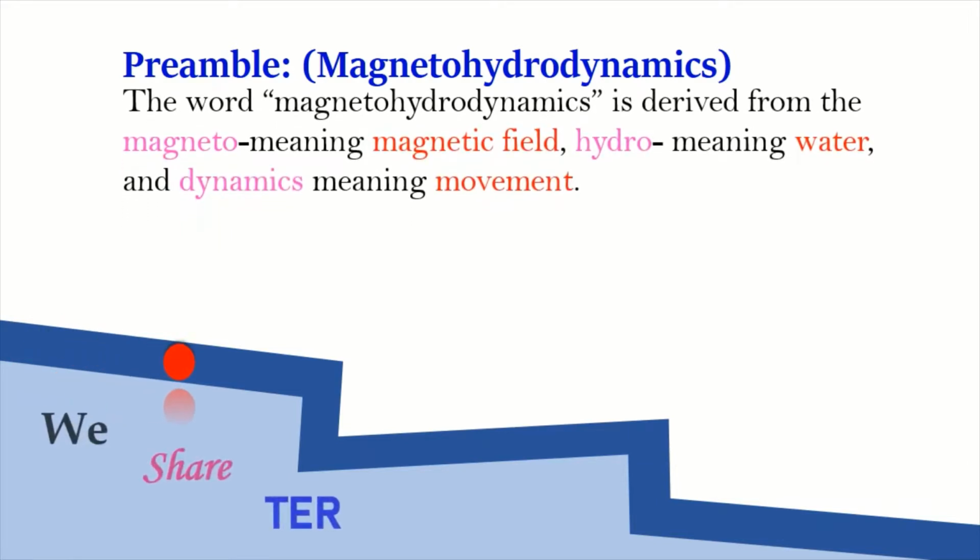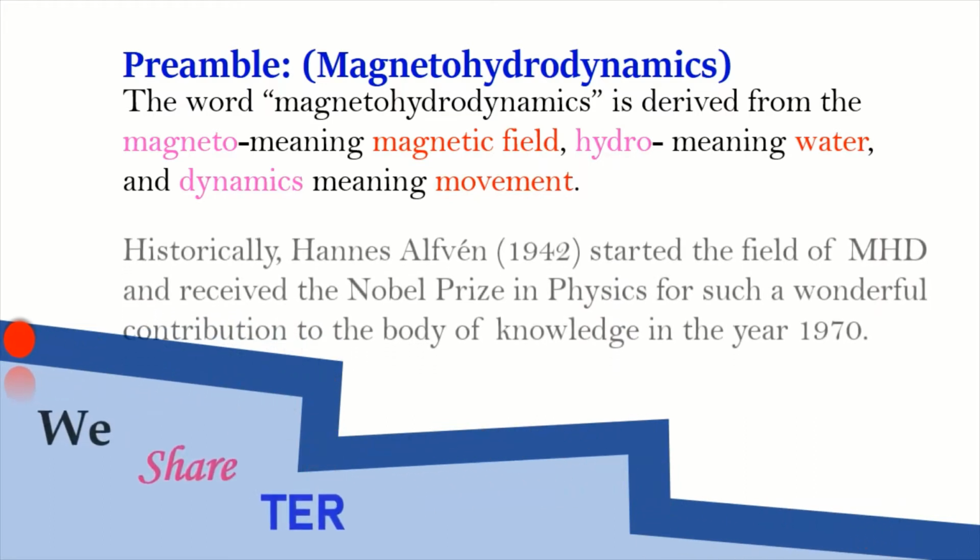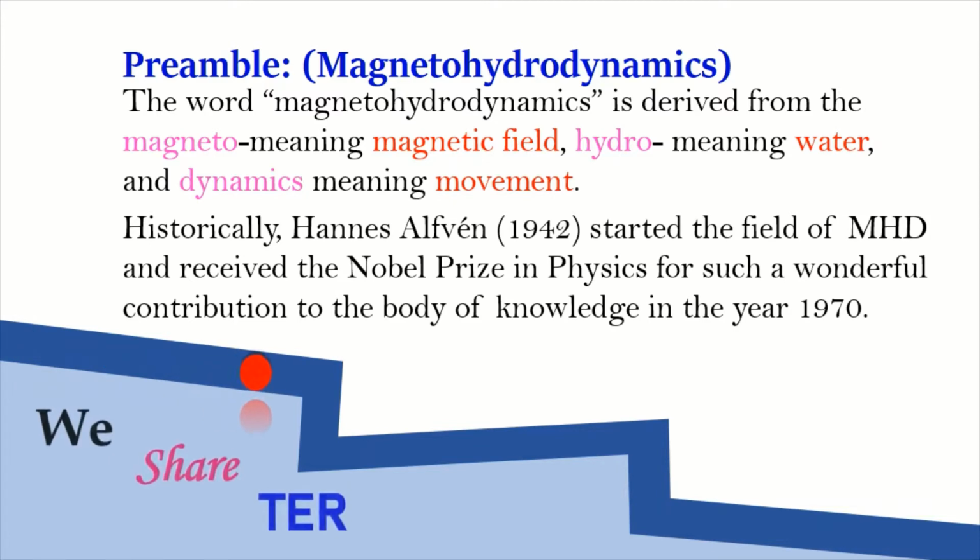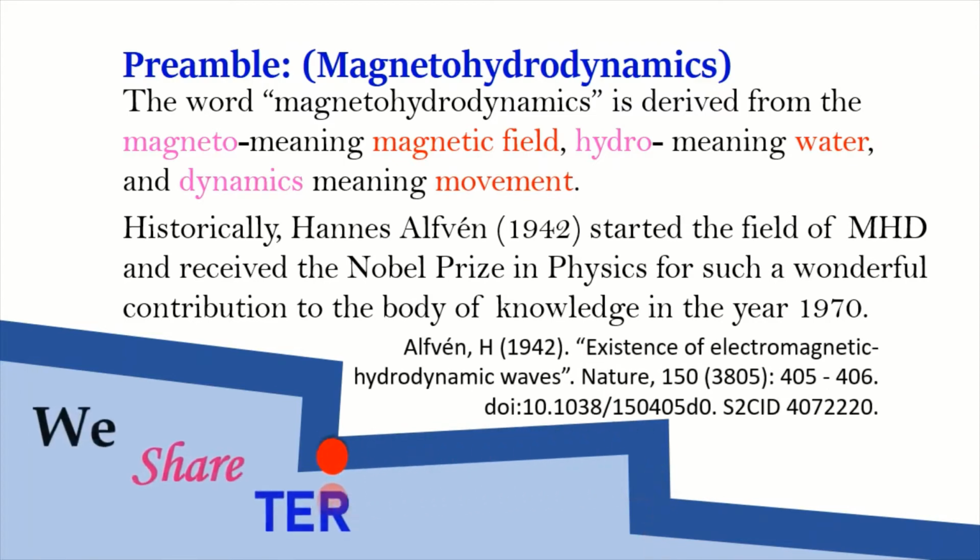The word magneto-hydrodynamics is derived from magneto meaning magnetic field, hydro meaning water, and dynamics meaning movement. Historically, Hannes Alfvén, in 1942, started the field of MHD and received the Nobel Prize in Physics for such a wonderful contribution to the body of knowledge in the year 1970.